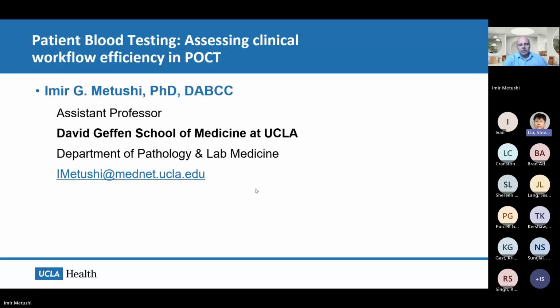Today, we are delighted to have our guest speaker, Dr. Amir Matushi. A brief background of Dr. Matushi: he completed his bachelor's degree in chemistry from York University in Toronto, Canada, and a PhD in pharmacology from the University of Toronto. He is currently an assistant professor of clinical chemistry and associate director of the Translational Pathology Core Laboratory Shared Resource at UCLA. His expertise is in toxicology, therapeutic drug monitoring, anti-doping testing, and point-of-care testing. The title of this presentation today is Patient Blood Testing, Assessing Clinical Workflow Efficiency in Point-of-Care Testing and the Lab.